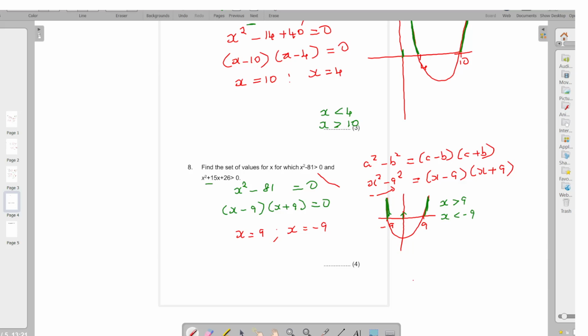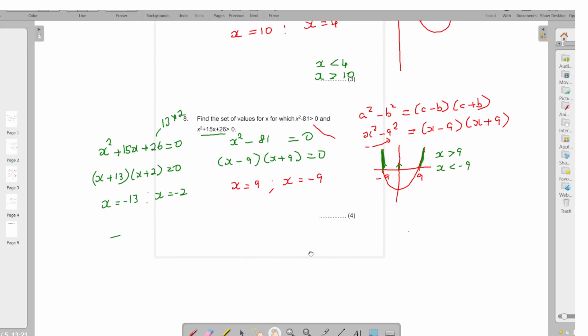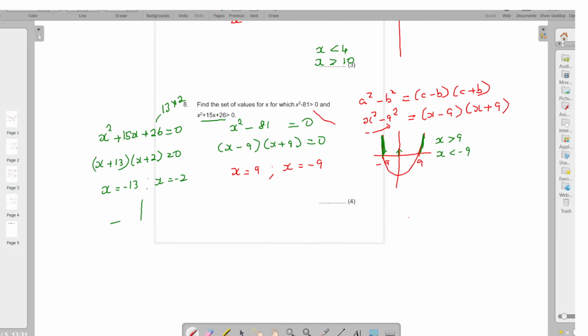Then we have another one to deal with. So let's deal with that here. That is x squared plus 15x plus 26 is 0. 26 is 13 times 2, so we could write (x plus 13)(x plus 2) is 0. That means x is minus 13 or x is minus 2. We can show that in a little graph as well, so let's draw that graph.